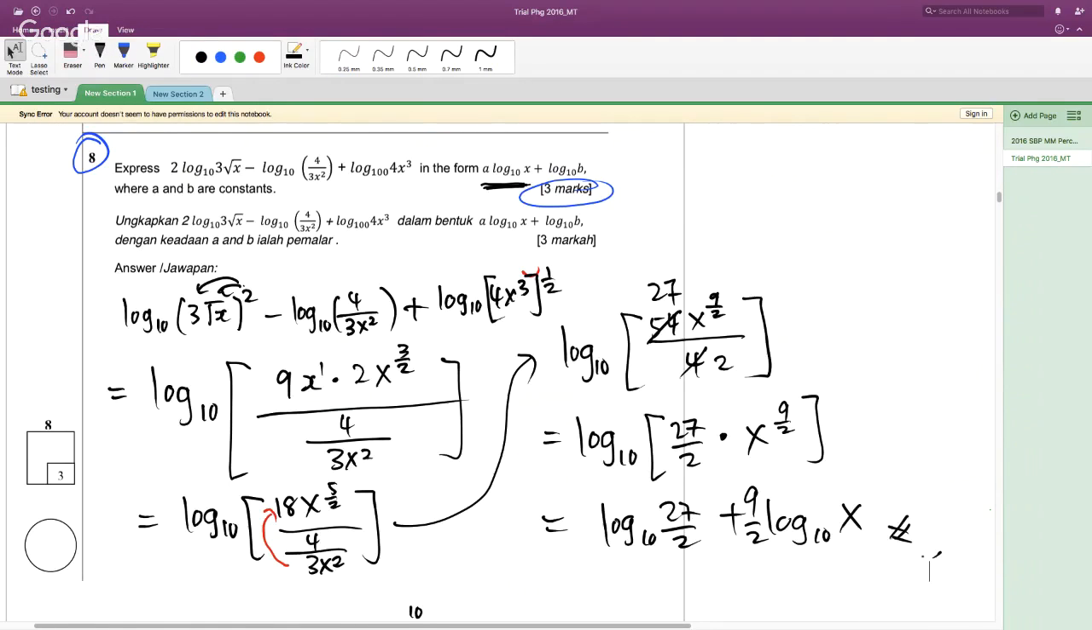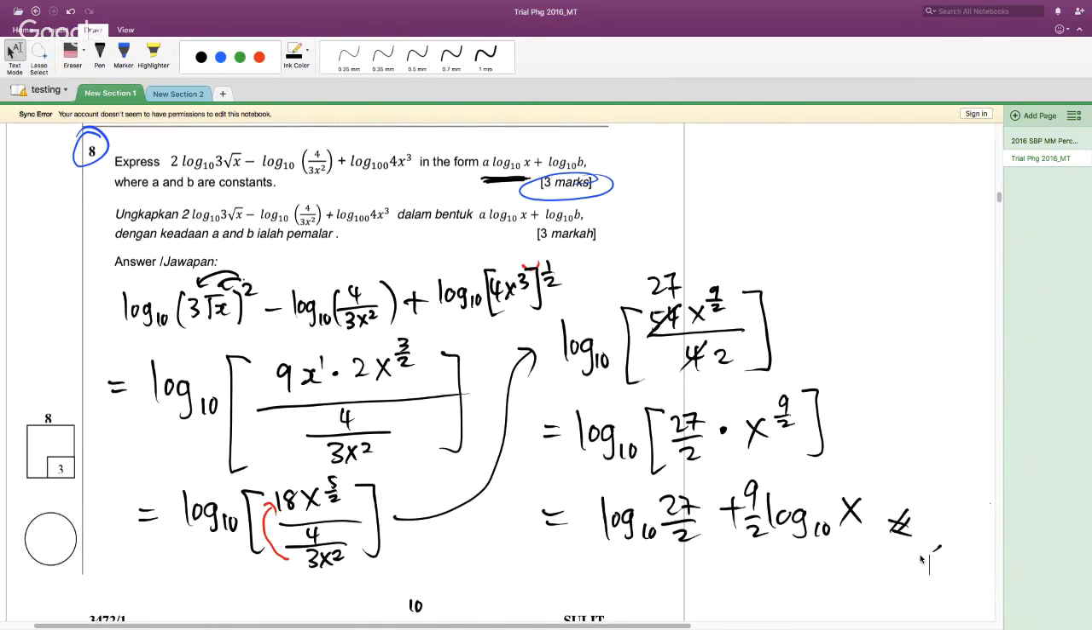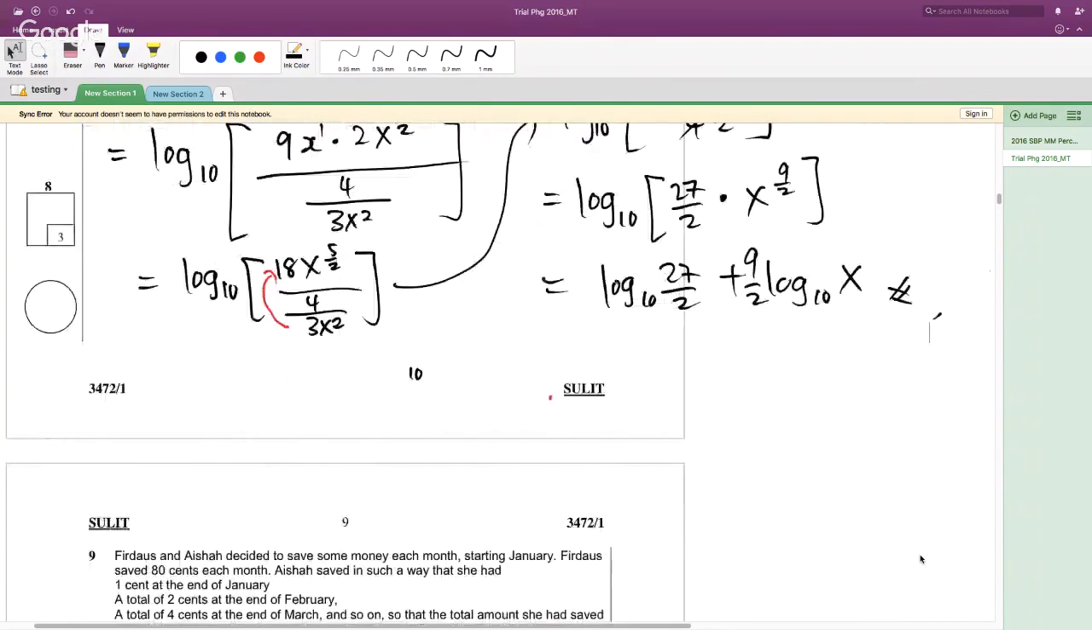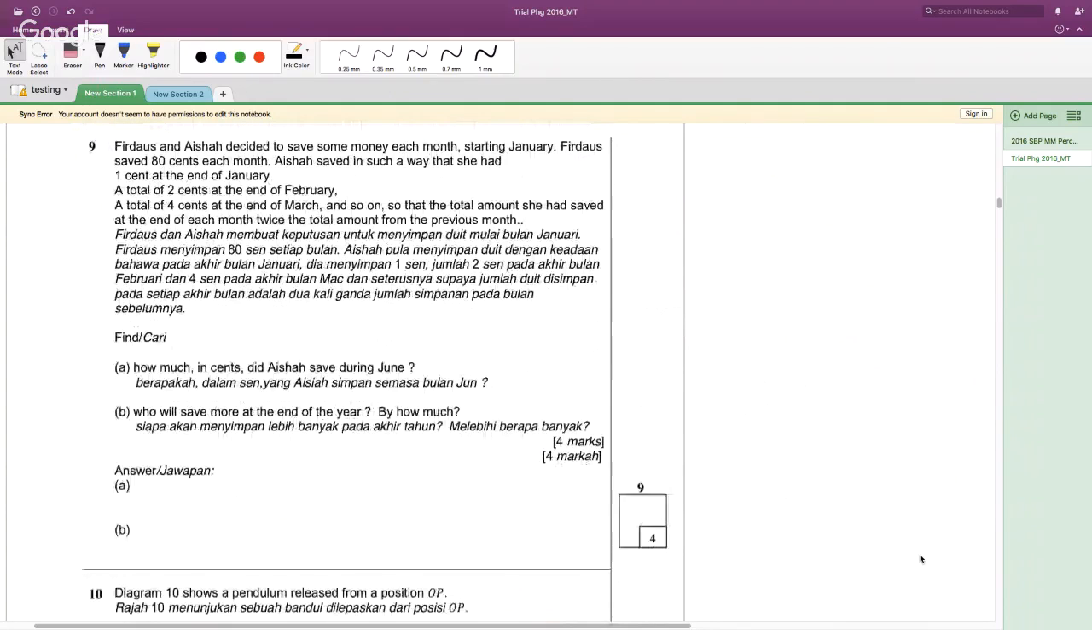So if you can do log very fast, this method might be quite simple for you, but you must understand about indices, and you must make sure you do the log carefully. Don't make the mistake over here. So yeah, you will get the same answer as well. Okay, so just do not waste too much time on the log question. I will move on to question 9.